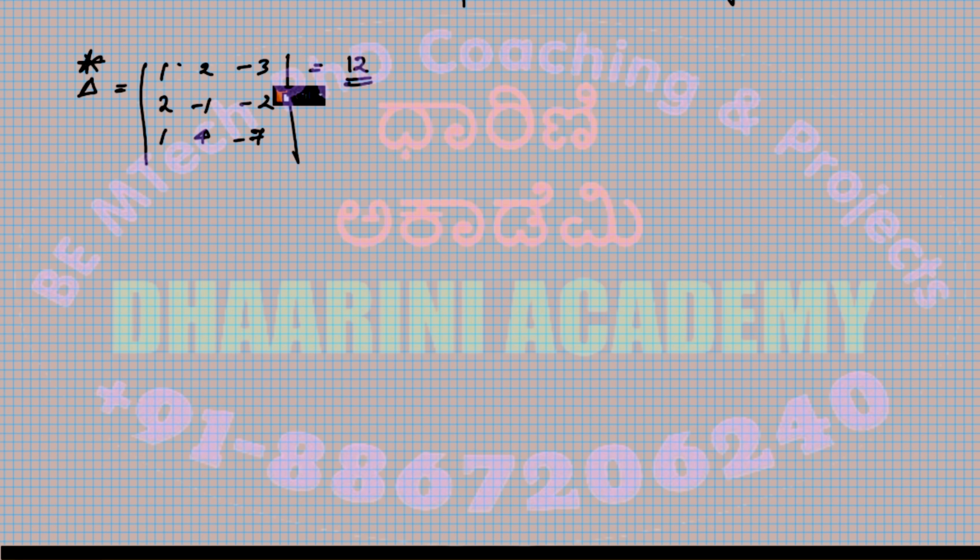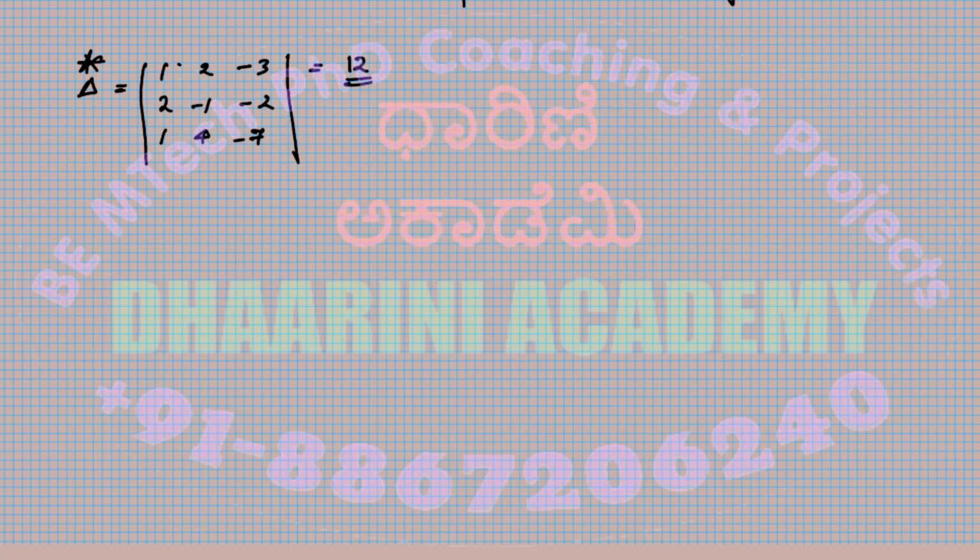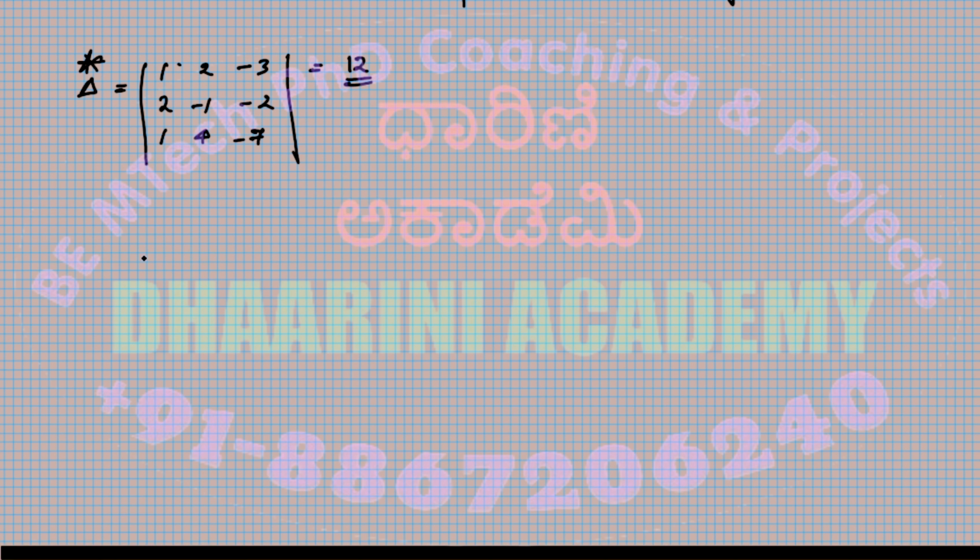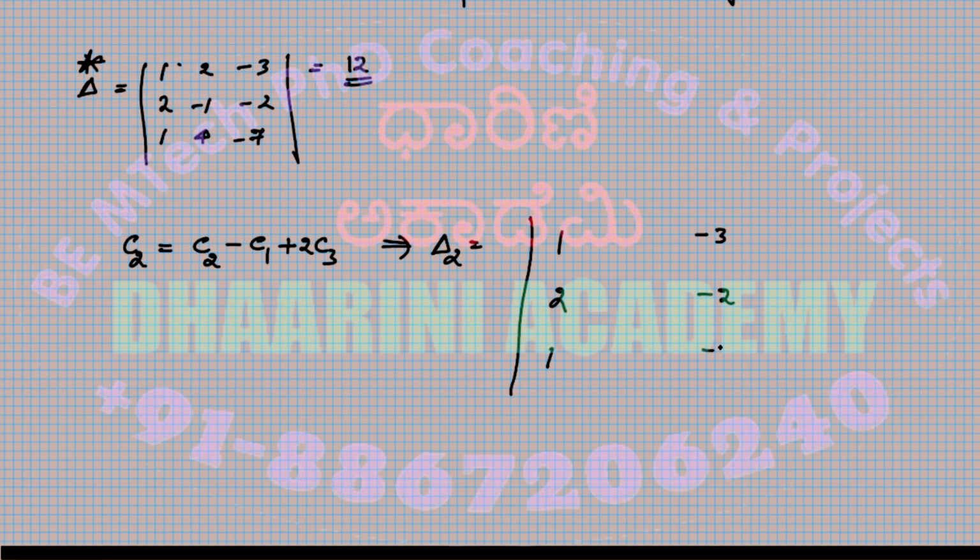determinant is this. Okay. Now I want to make the change like C2. I'll go for the second column. C2 is equal to C2 minus C1 plus 2 times C3. So I'll change only the C2. C1 and C3 remain the same. Let's calculate a delta 2. That should be corresponding to C2 will change. C1 remains same, right? So C1 is 1, 2, 1. C3 I will write. C3 remains same. That is minus 3, minus 2, minus 7.